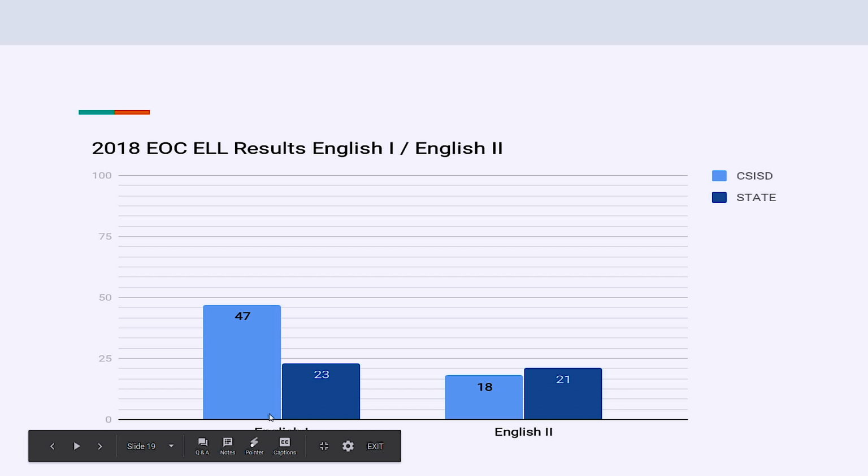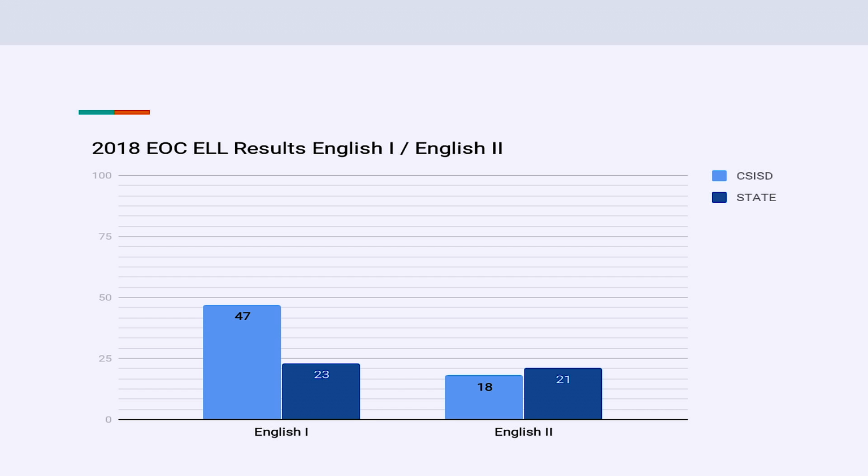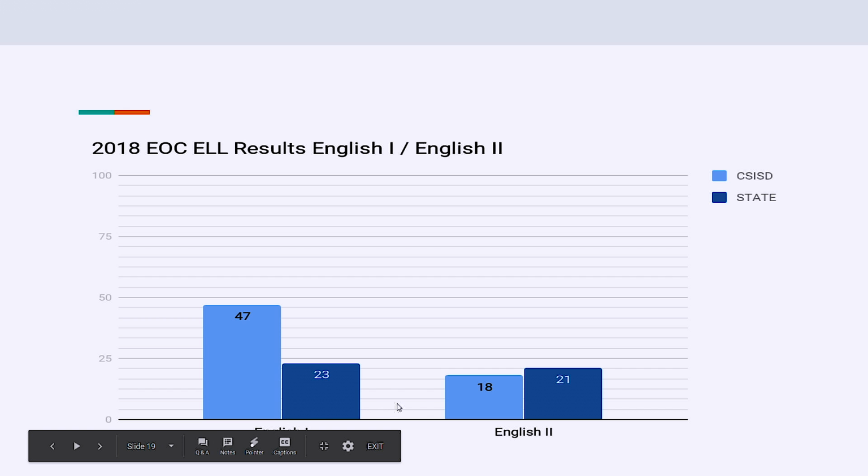So for end of course for English, we have 47% of the students taking English 1 passing, and 18% of our students taking English 2 passing. They will continue to attempt to take these tests until they pass so that they can graduate high school. And just a reminder, English 1 and English 2 have both a reading and a writing component to them.